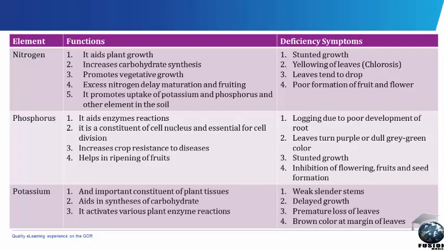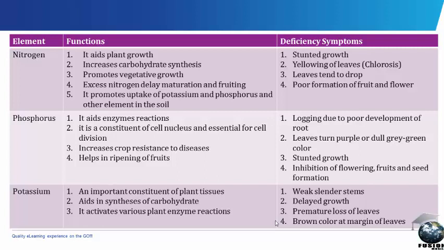Deficiency in phosphorus causes lodging due to poor development of roots. Leaves turn purple or dull grey-green color. There is stunted growth and there is inhibition of flowering, fruit and seed formation.